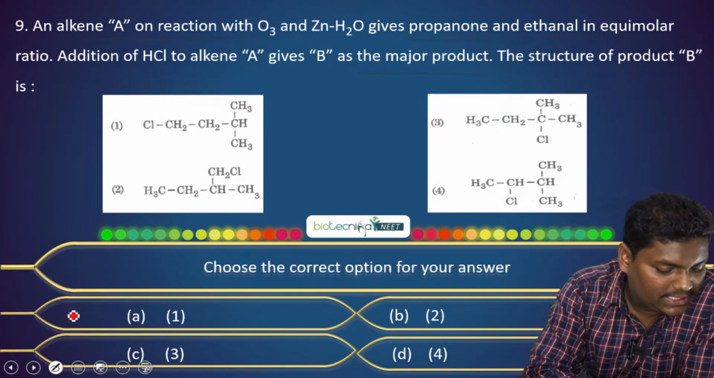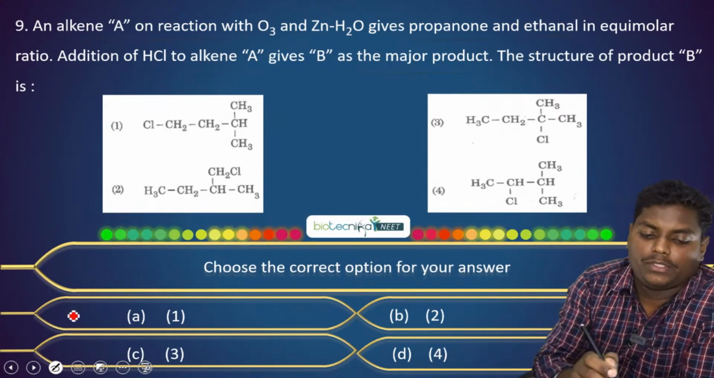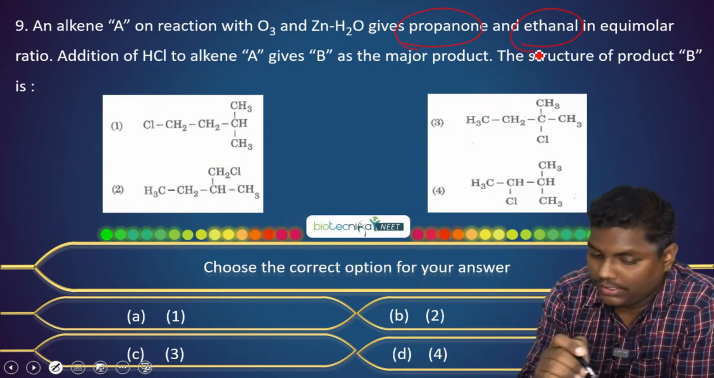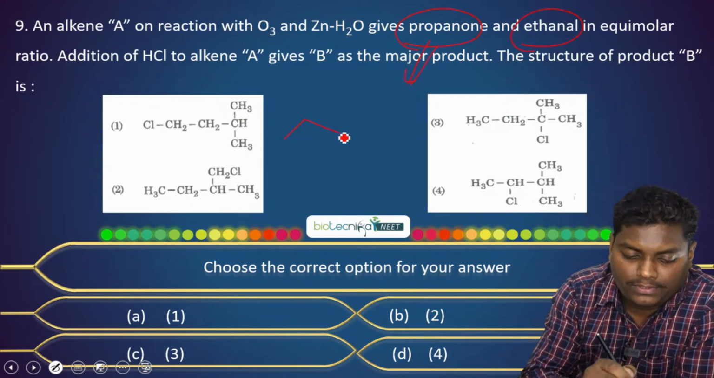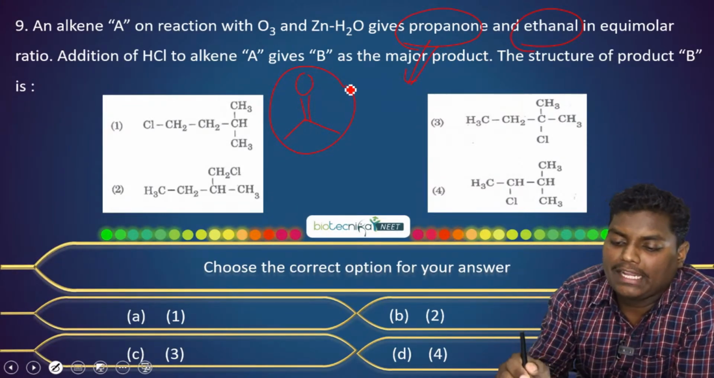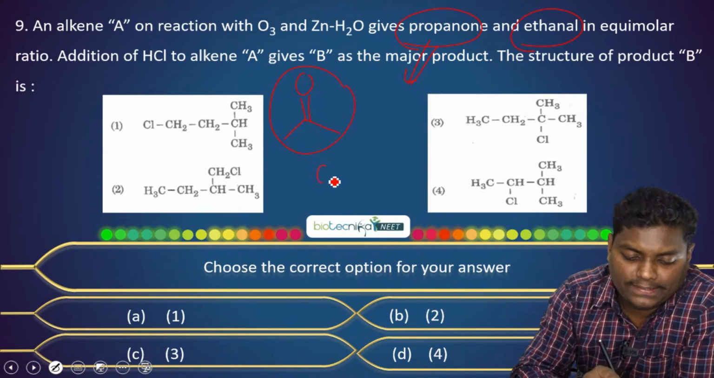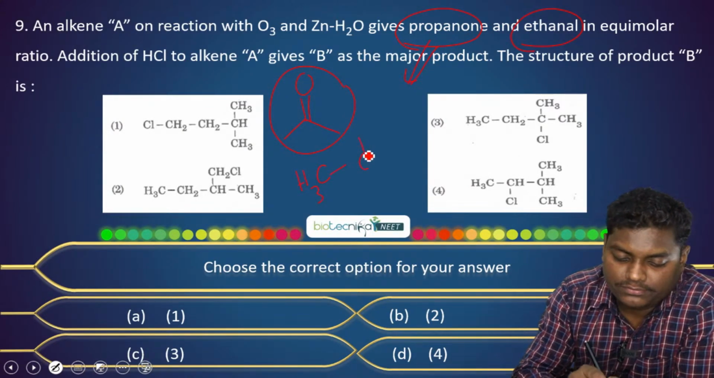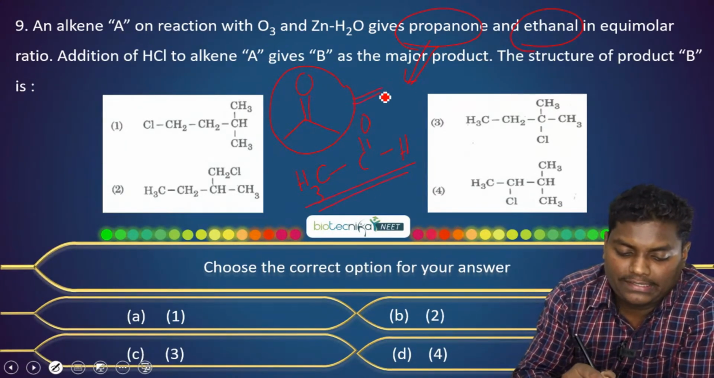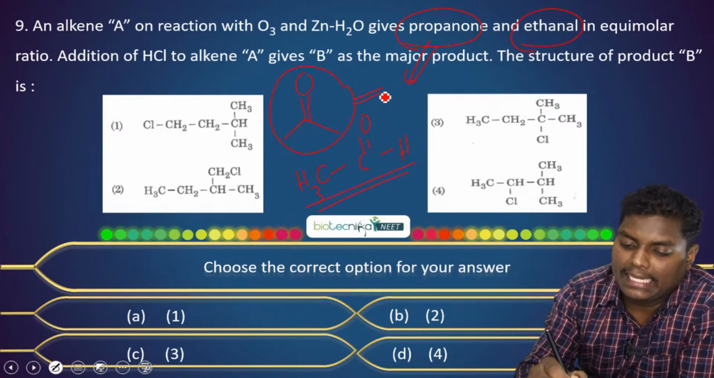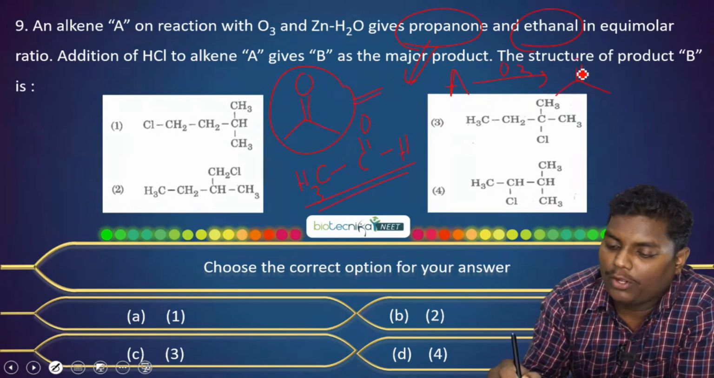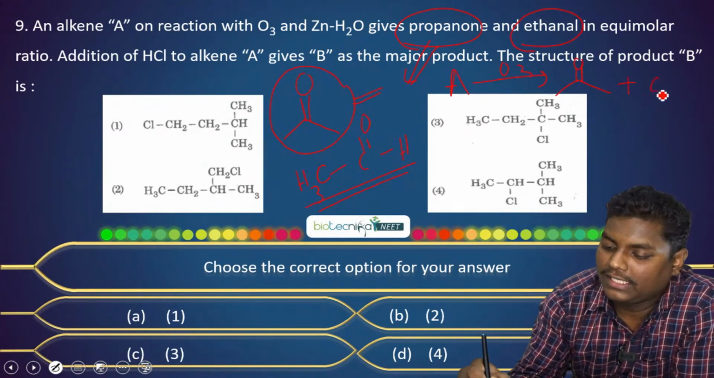Okay, I'll explain what is happening here. Let's start with the products. We have propanone, which is acetone, the common name, and we have ethanal. It is important to know the nomenclature also. So this is propanone and this is ethanal. It is saying we have an alkene A which on ozonolysis gives us propanone plus ethanal.